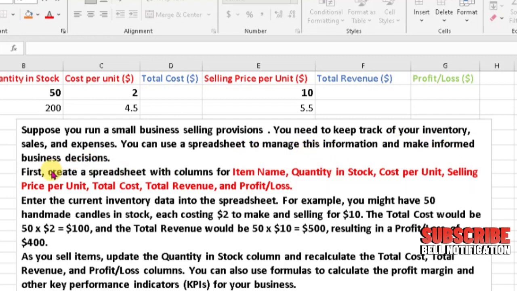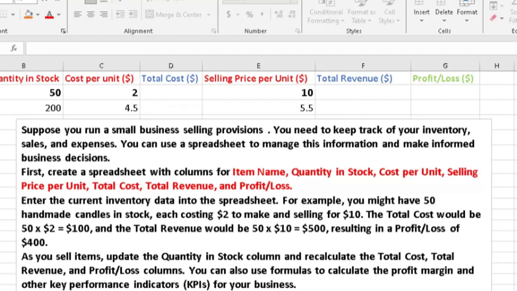Now, first, what you have to do is create a spreadsheet with columns for item names, the quantity in stock, the cost per unit, the selling price per unit, the total cost, the total revenue you have made, and then the profit or loss. So you have created the spreadsheet and you have entered the item.